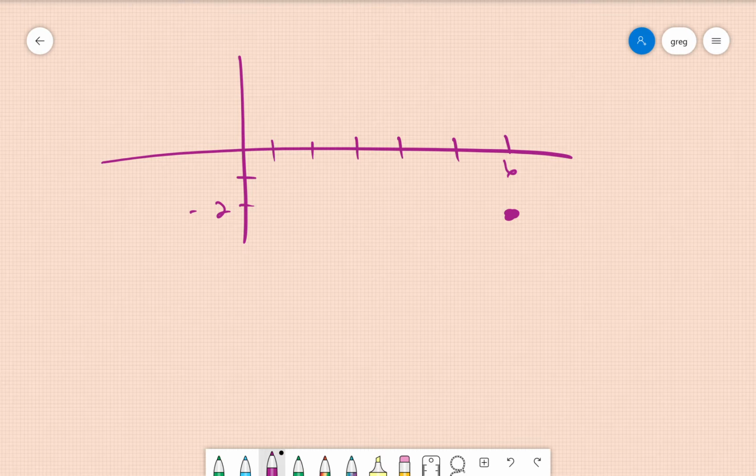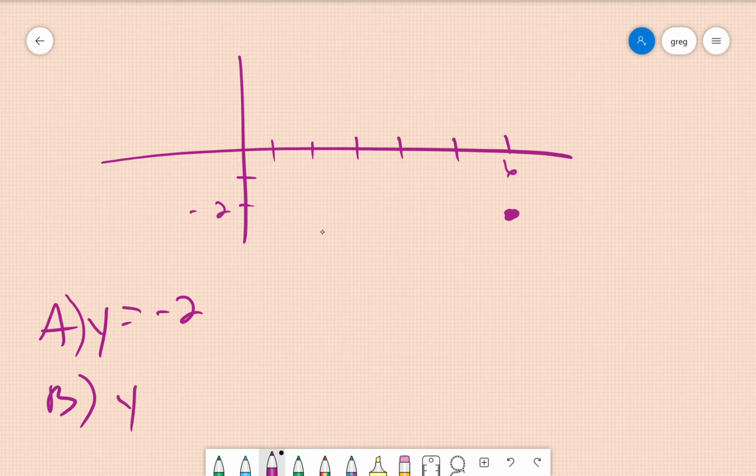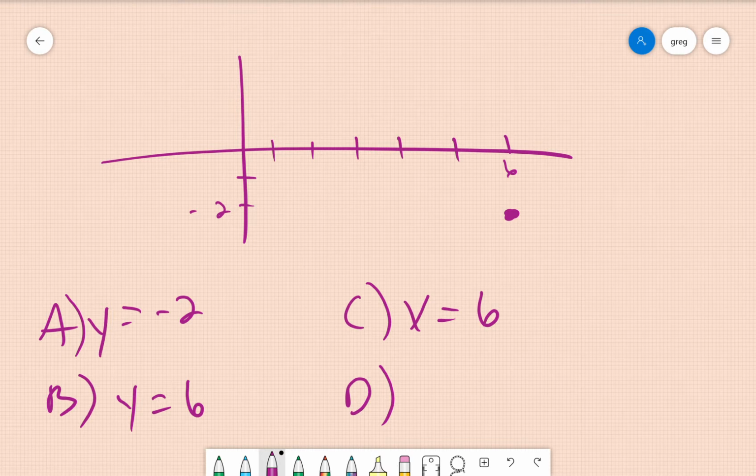So we have A at y equals negative 2. We have B at y equals 6. We have C at x equals 6. And then we have D, x equals negative 2. Okay.